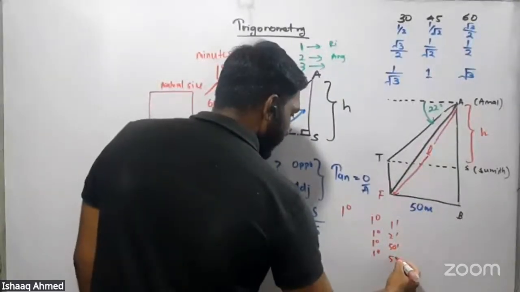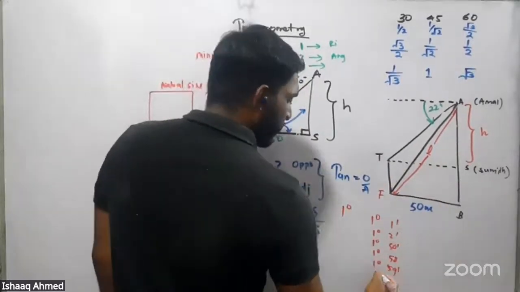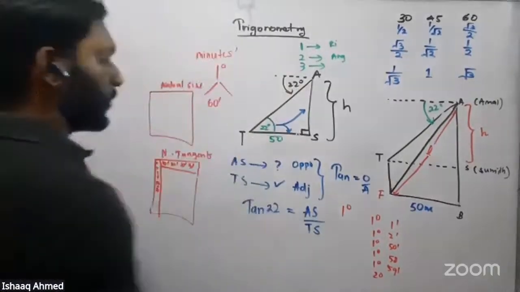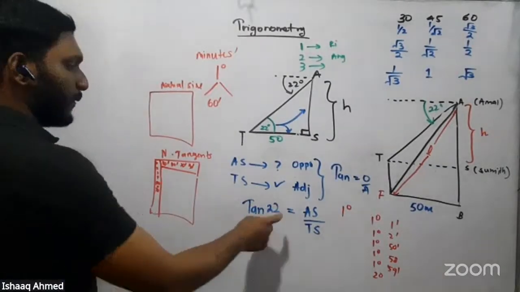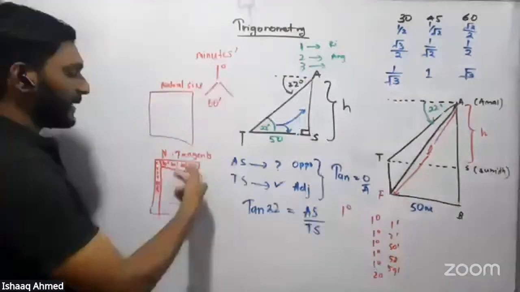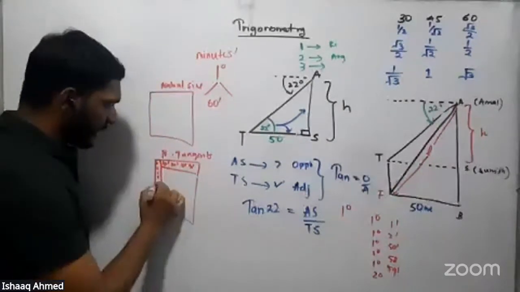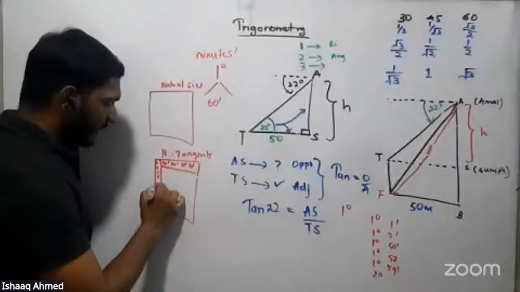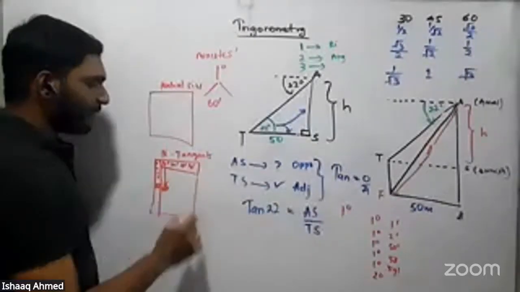1 degree 58 minutes, 1 degree 59 minutes, and then 2 degrees. Just like how an hour has 60 minutes, 1 degree has 60 minutes as well. So you take tan 22. Take the trigonometric table, the tan table, and find the value for tan 22. Somewhere 22 will be there. Then you take 22, 0. Then take the tan value.